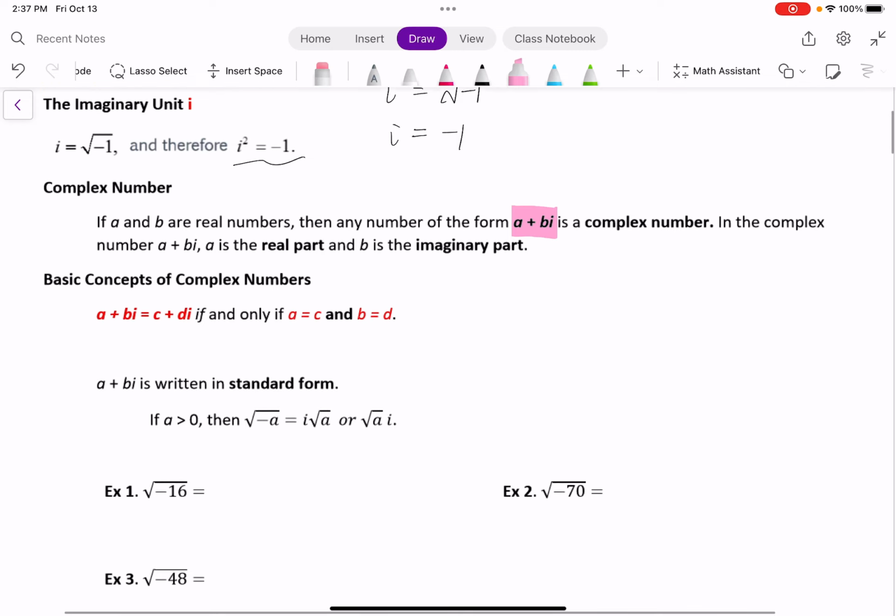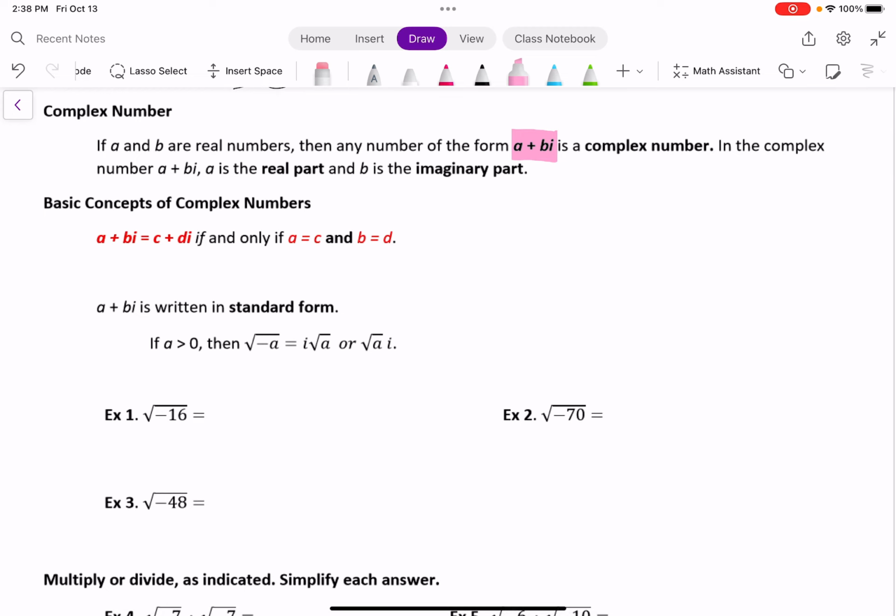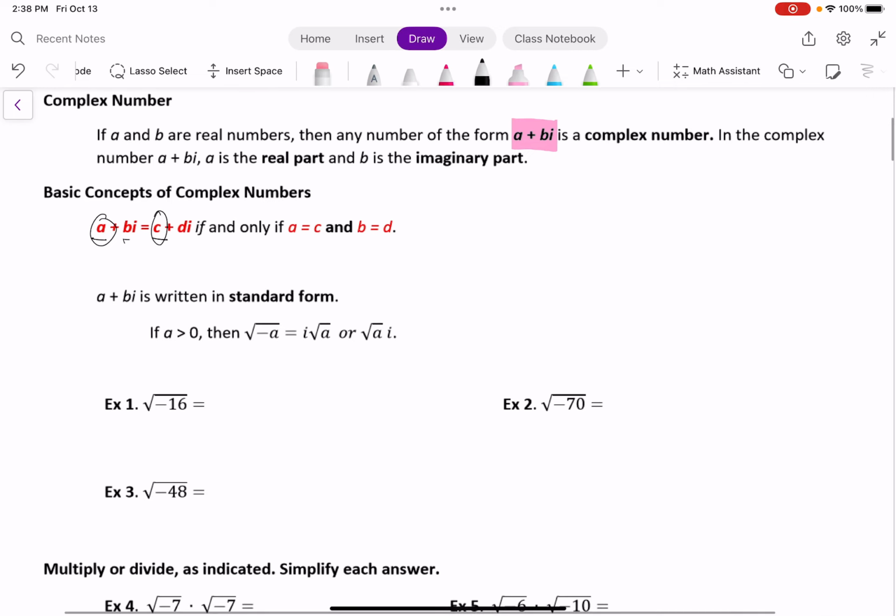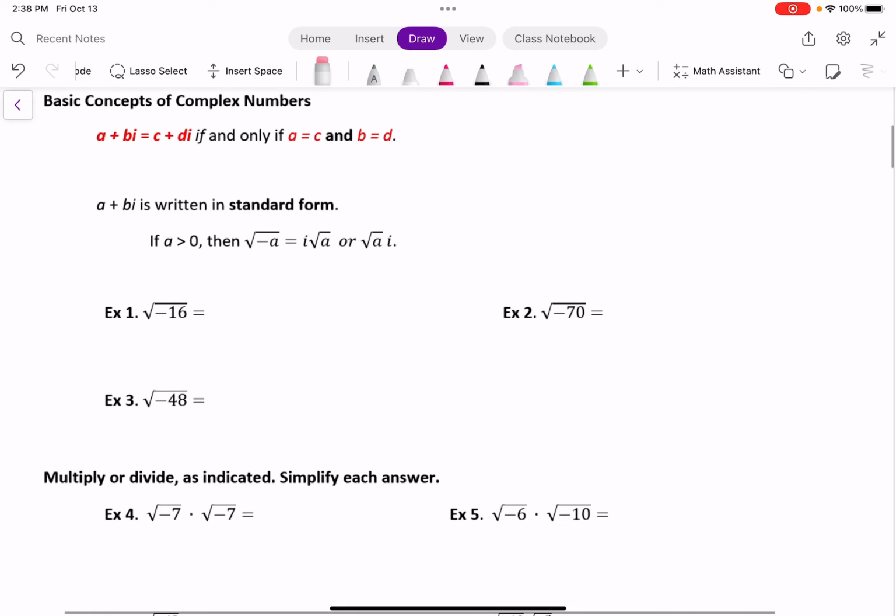All right, let's see the basic concepts of complex numbers. a plus bi equals c plus di. So a and c are the real number parts, so a must be equal to c. And bi equals di, so b equals d.